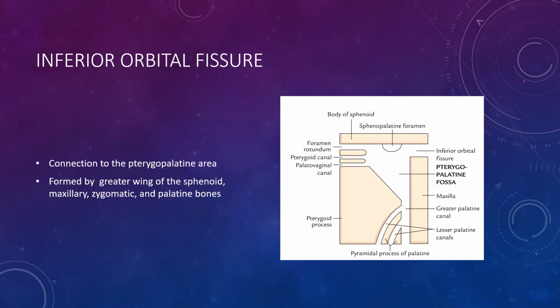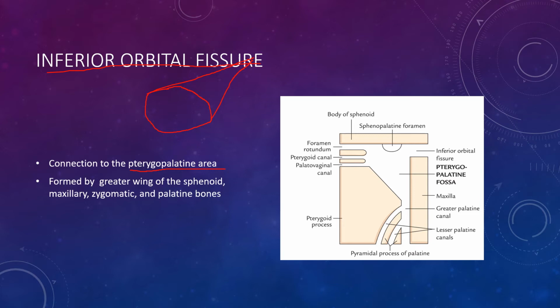Now the second important structure is the inferior orbital fissure. See, this orbit is a pyramid-like structure. The part that we see in front is the base, and the part at the back is the apex. So this inferior orbital fissure is at the apex of the orbit in the inferior part. It connects the orbit to the pterygopalatine area, that is the temporal and the infratemporal regions.